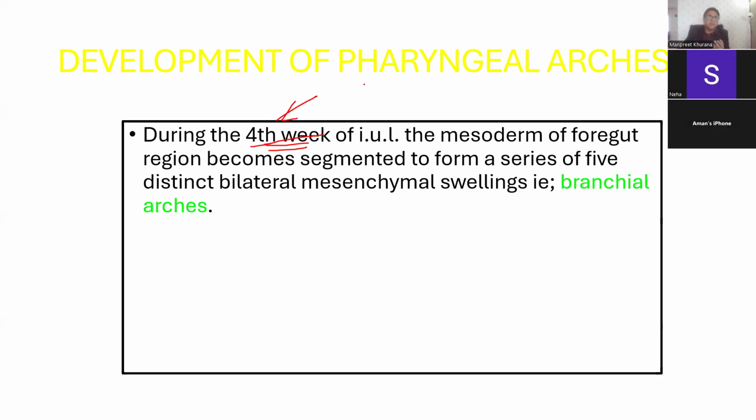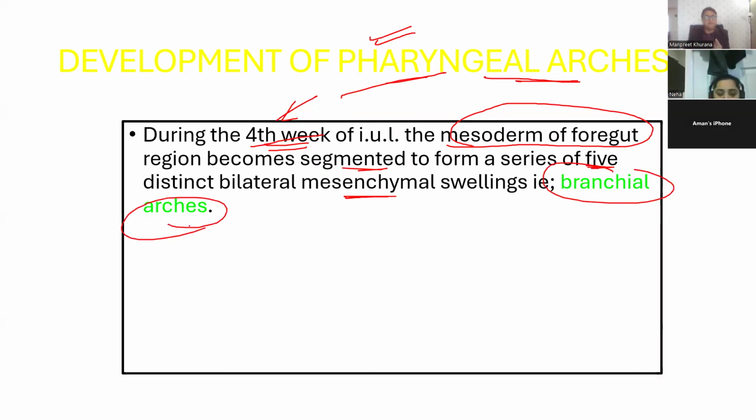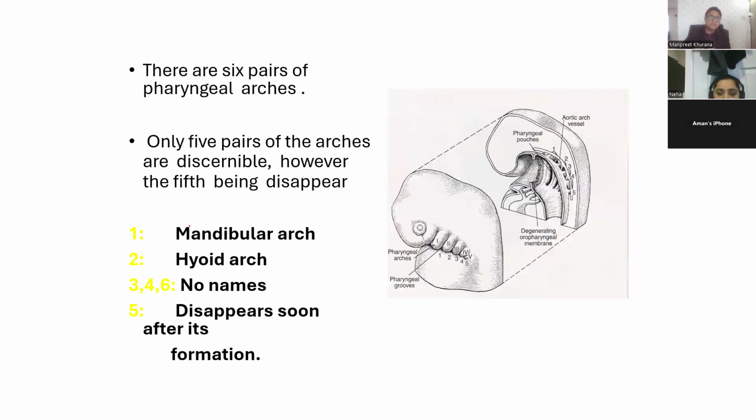The pharyngeal arches occur in the fourth week of intrauterine life. They are formed from the mesoderm of the foregut, which becomes segmented. There are 5 distinct bilateral mesenchymal swellings formed, also known as the branchial arches or pharyngeal arches. There are 6 pairs, but only 5 pairs are discernible, as the 5th disappears and is not visible after the complete formation.